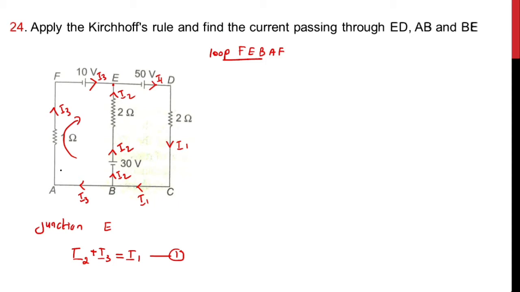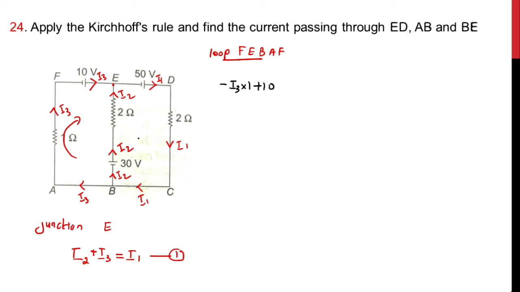If we start from the point A, we can write minus I3 into 1 ohm, because if you are going clockwise, the current is also flowing in the same direction. We take it as negative, the negative potential drop. So minus I3 into 1. Next, the cell from F to E. If you are moving clockwise and moving through the cell from negative to positive, that is taken as positive. So we write plus 10 volt.